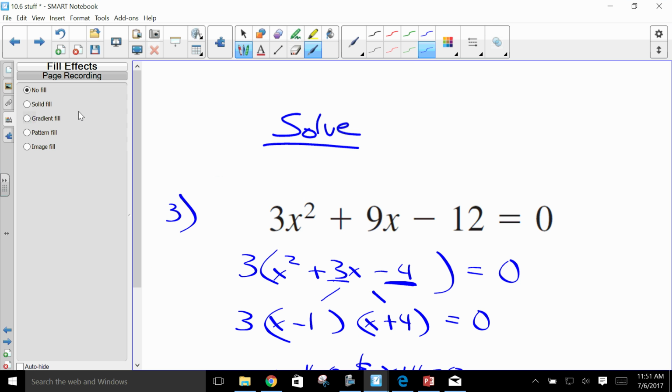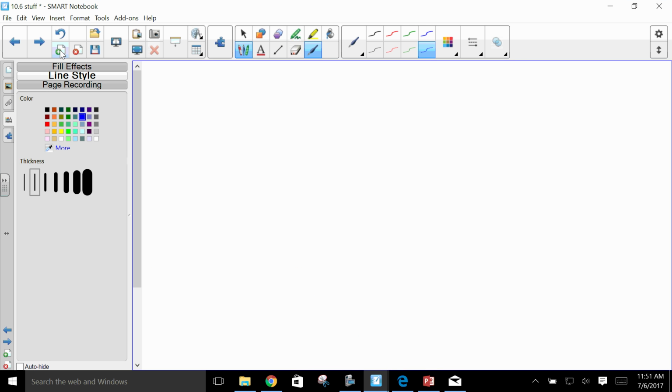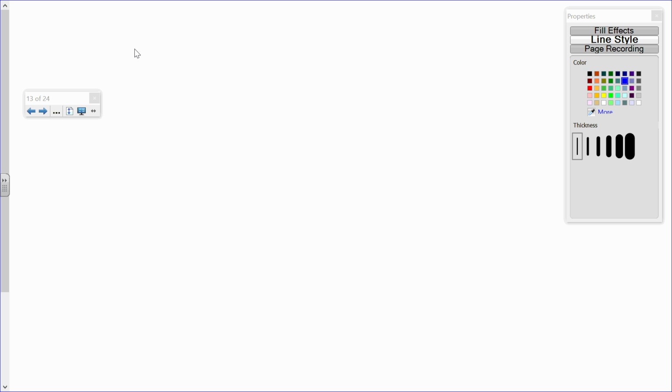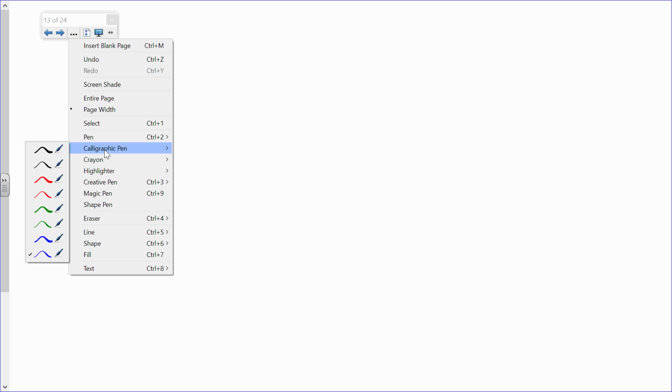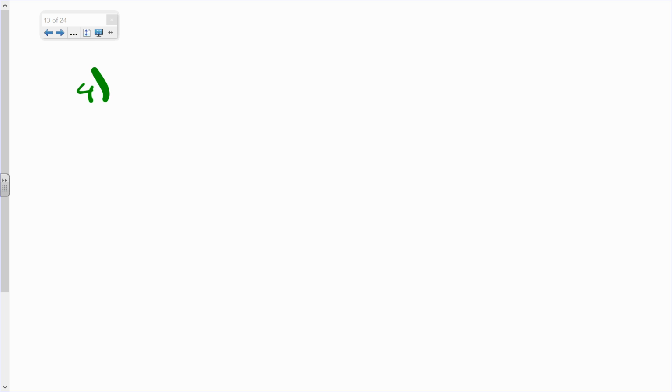There we go, last one. Example 4. Solve, ready? X squared plus 4x equals -3.